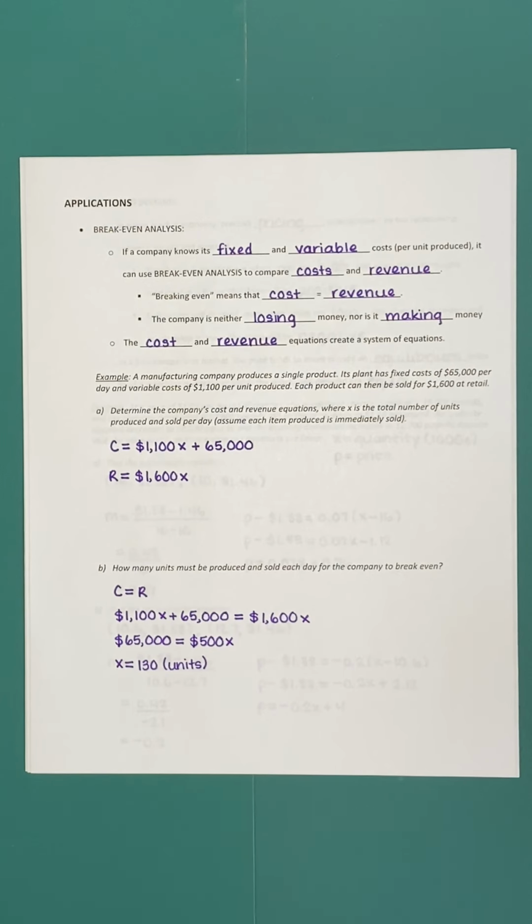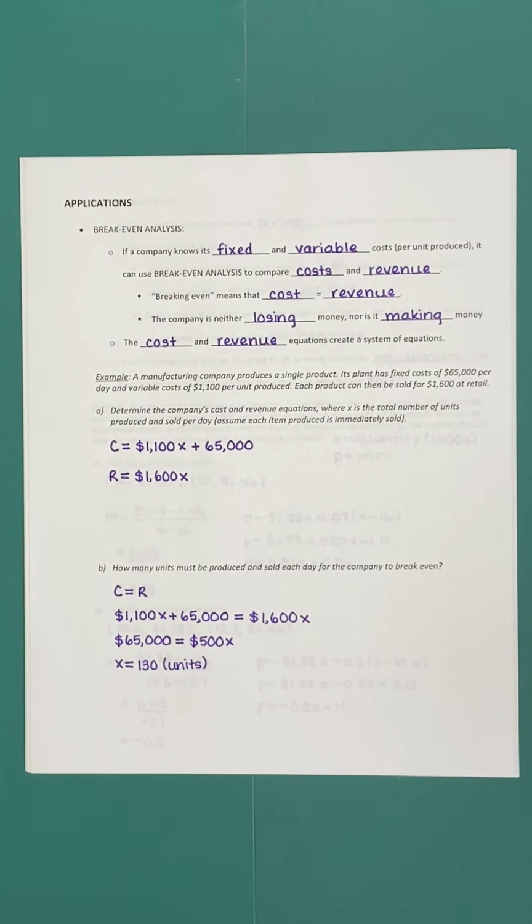So if a company knows fixed and variable costs per unit, it can use break-even analysis to compare costs and revenue. So the term breaking even means that cost and revenue are the same. Another way of saying that is profit is 0. So there's all different ways to communicate this same idea. But if we're just talking about comparing cost and revenue, then the term breaking even means that our costs and our revenues are exactly the same. So in other words, revenue, think of that as what comes into our cash register. Cost is all the bills we have to pay at the end of the day.